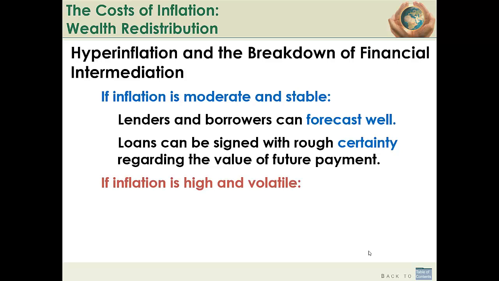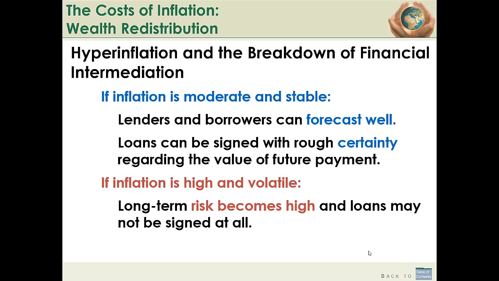But if inflation is high and volatile, long-term risk becomes high. I become really uncertain about what the inflation rate is going to be, and so loans may not be signed at all. I don't want to risk getting burned. I don't want to risk underestimating the actual rate of inflation. In this case, financial intermediation breaks down. Borrowers and lenders do not want to sign loan agreements. And so financial intermediation breaks down. That can create problems in the economy because you're not going to have as much capital accumulation and you're going to have less economic growth.